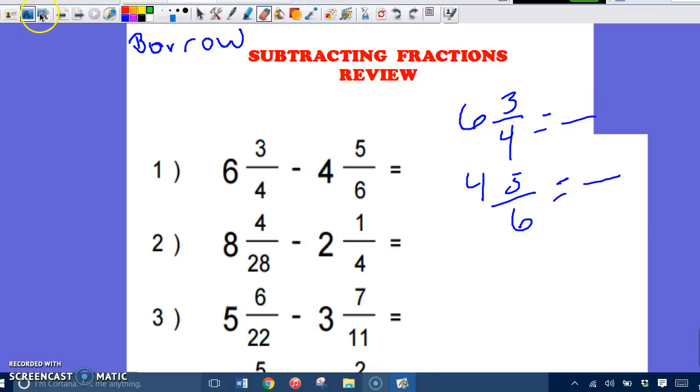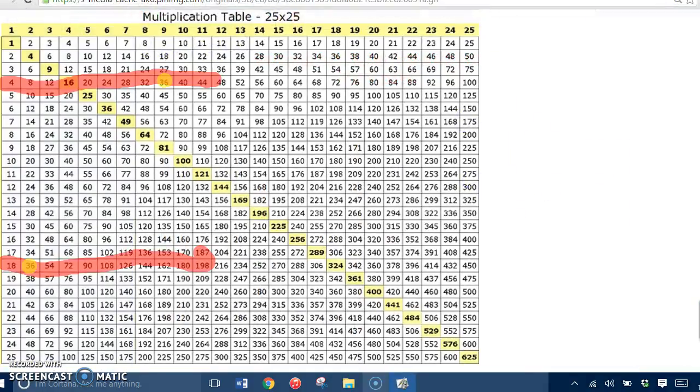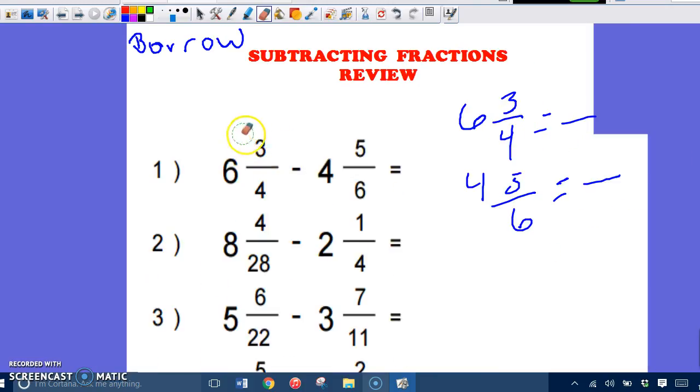So if you're not sure, remember you can always use your multiplication chart. Looking under the column of 4 and 6 until we run into a number in which they both share. Notice 24 is the first number that they share. So we will use the denominator of 24.